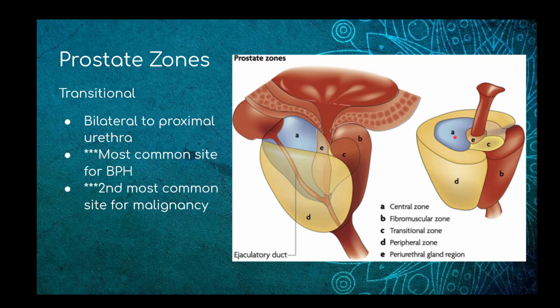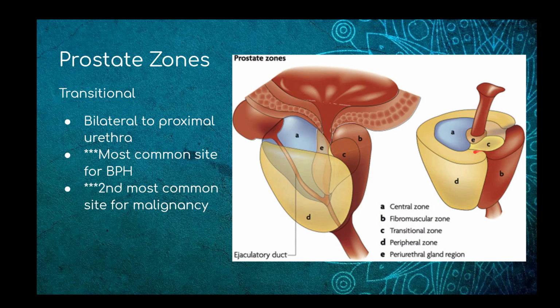The third zone that you need to know is the transitional zone, and that's this area C here. This is bilateral to the urethra, so it usually kind of wraps around the urethra. And this is the most common site for BPH, or benign prostatic hypertrophy. So this area is the area that's most likely to enlarge. And when it enlarges, it pushes down on the urethra, which makes it difficult for these patients to urinate fully. So that's the important part about the transitional zone.